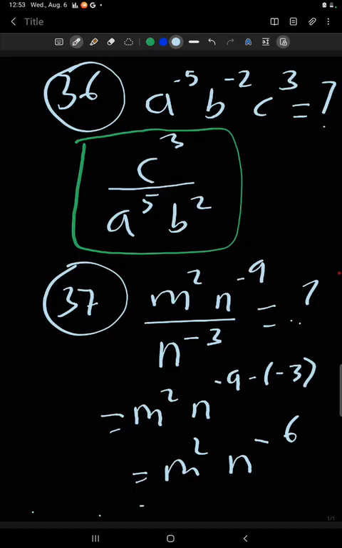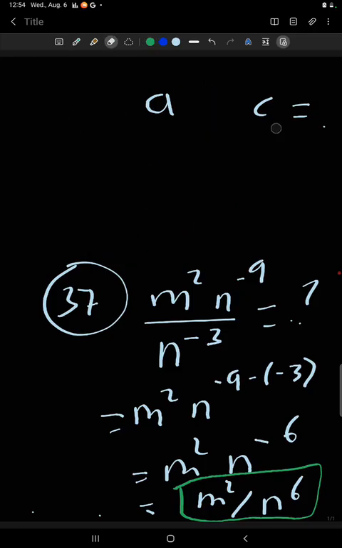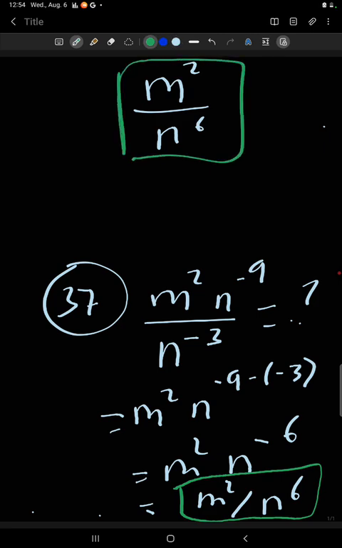And so we're not done yet because we still have a negative exponent. The answer actually is this, n to the 6. So it's m squared divided by n to the 6th power. Let me put it cleanly because that division may not be clear to you. For 37, the answer is m squared divided by n to the 6th power. Okay, that's the answer for 37.